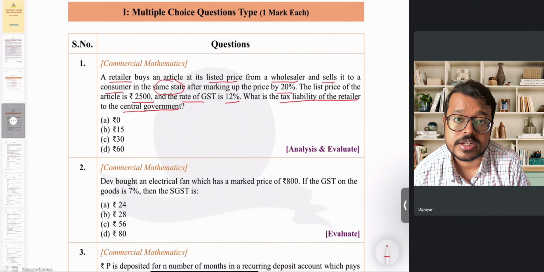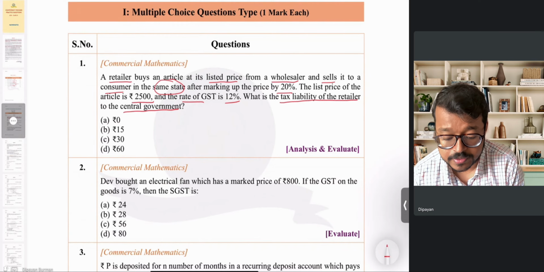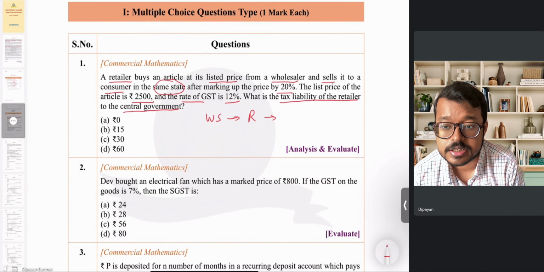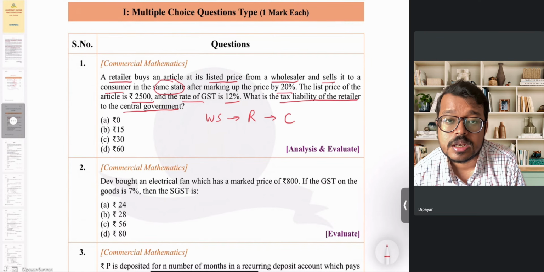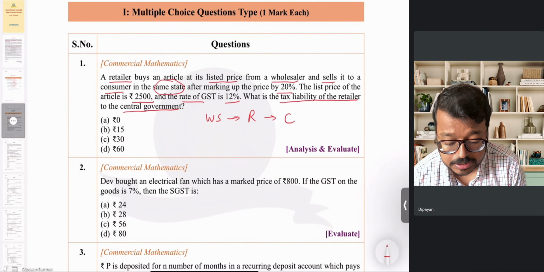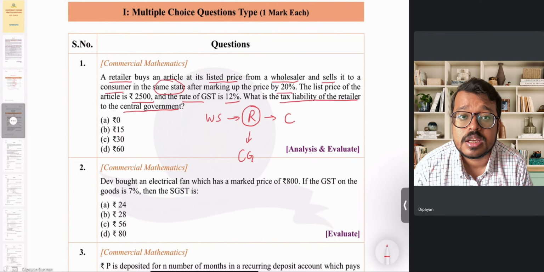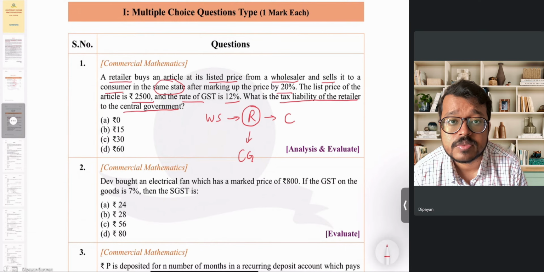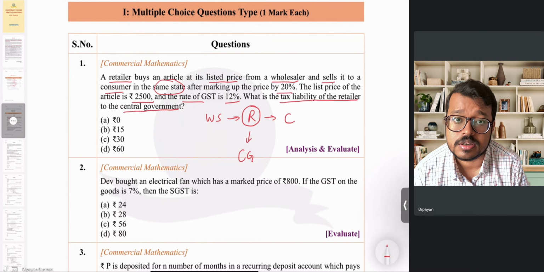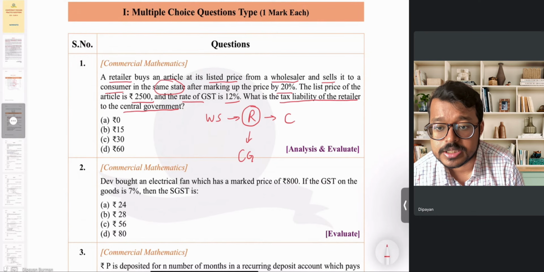So here the transaction is happening between three people. First, the wholesaler is selling some article to the retailer, and the retailer is selling to the consumer. The list price is the marked price, which is 2500, rate of GST 12%. Now, whenever they are talking about the tax liability of the retailer to the central government, keep in mind this is happening in the same state, which is intrastate. In an intrastate transaction, the tax which is being collected will be given equally to central and state. So half will be received by the central government, half by the state government.